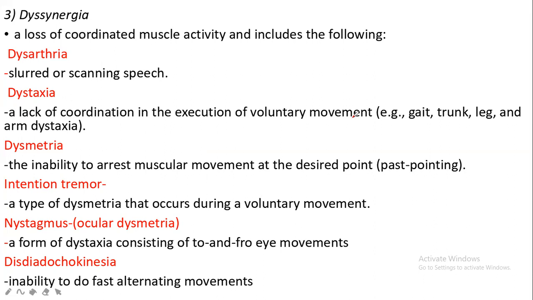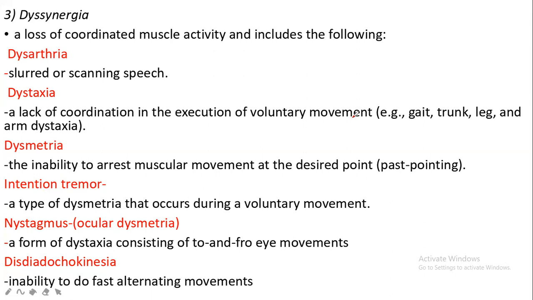Then we have what we call dysmetria, right? So dysmetria is the inability to arrest muscular movement at the desired point. So if you're trying to reach out to a certain point, right, you can shoot what we call overshooting actually. So this is whereby you fail to stop a movement at the point where you want. So that is what we call past pointing. So this is whereby a patient has to do a point to nose testing.